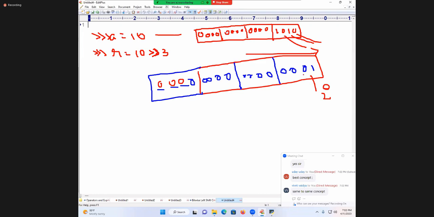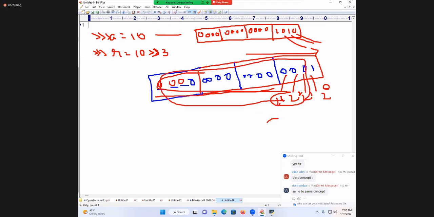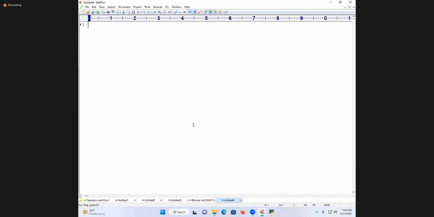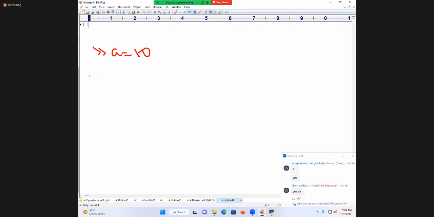2 to the power of 0, 2 to the power of 1, 2 square, 2 cube. You write any number of things. 0 into all these things will become 0 only now. Plus 1 into 2 to the power of 0. The answer is 0 plus 1, that is 1. Are you following me? And see, once again, A is equal to 10, and I am writing R is equal to A right shift 3. Print of R. What is the answer now? 1. Getting the diagram now?